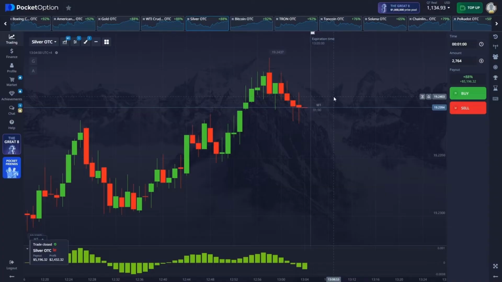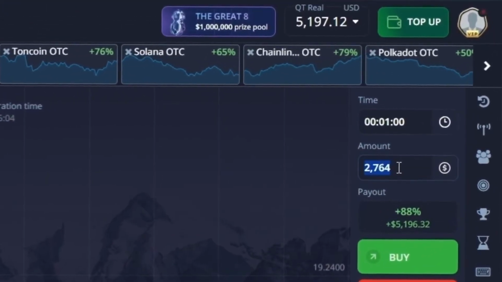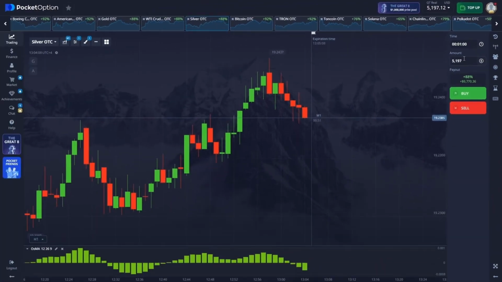Only a few seconds left and I won another trade. Now my balance has turned into $5,197. Let's find a trade for $5,197.